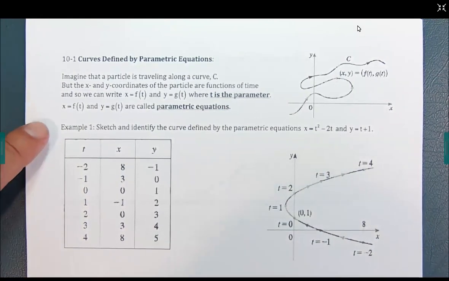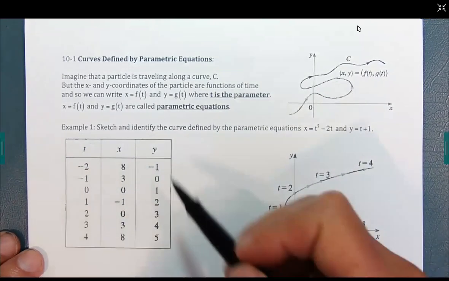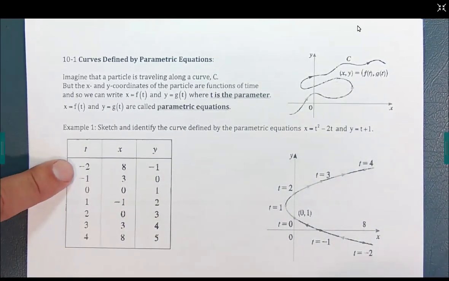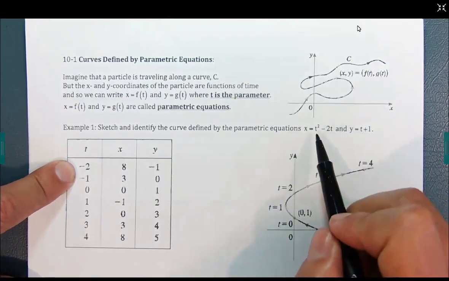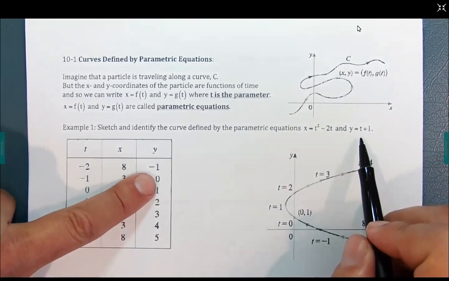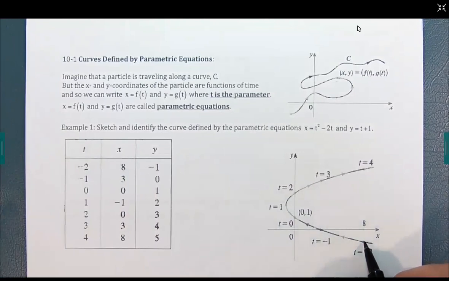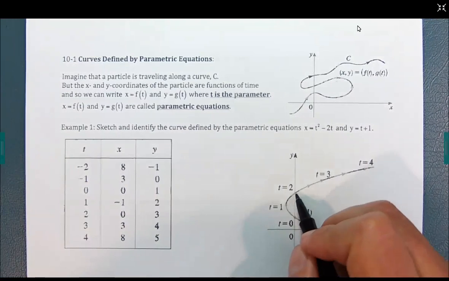All right, so for example one, we're going to sketch and identify the curve defined by the parametric equations. Here's our first set of parametric equations: x equals t squared minus 2t, and y equals t plus 1. I set up a table here to save us a little bit of time. When t equals -2, and I plug -2 into here and here, I get 8 for x, and -1 for y. So you can see at time equals -2, we're way back here. Then as time progresses, notice we're going in this direction.